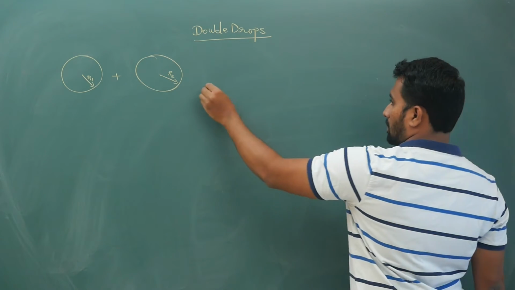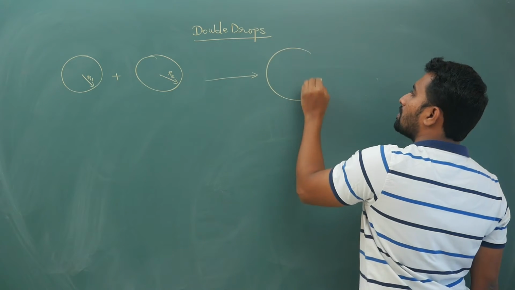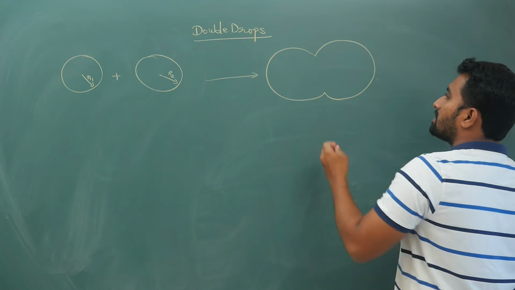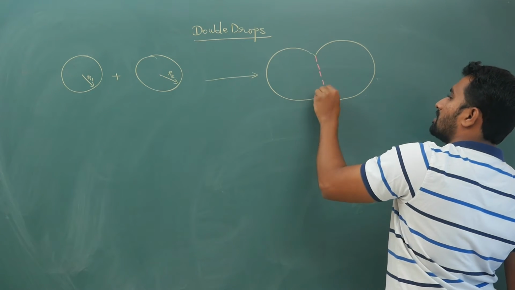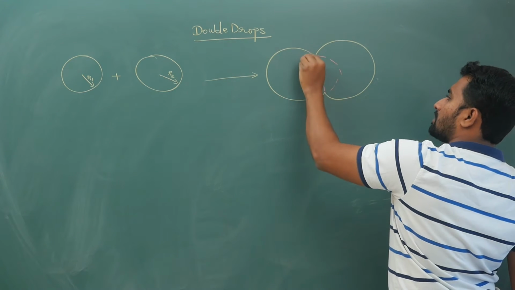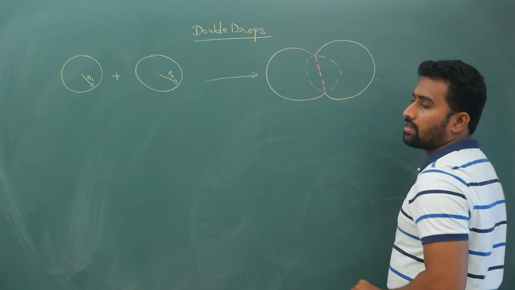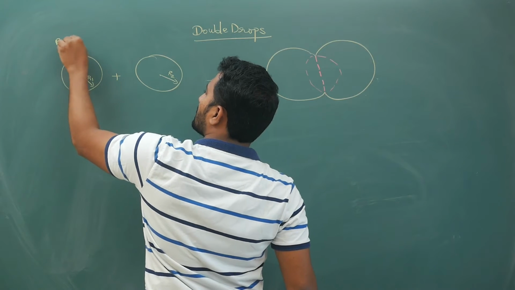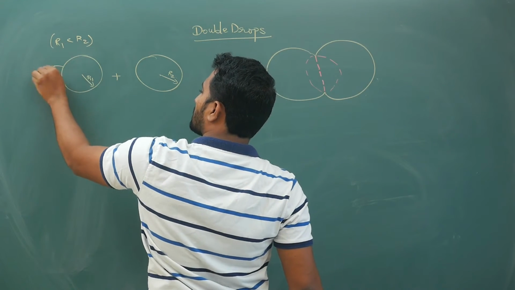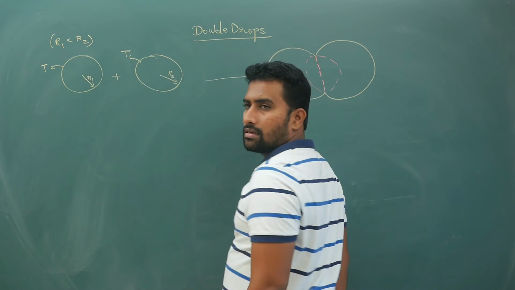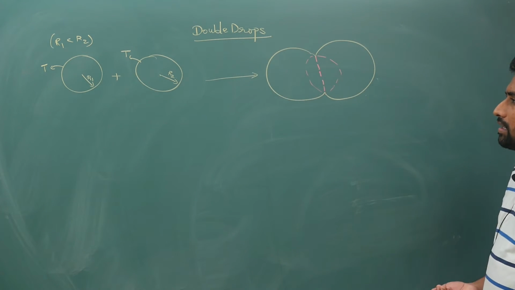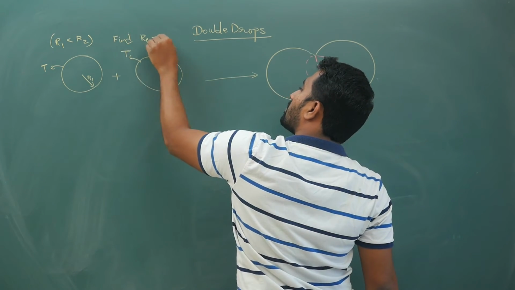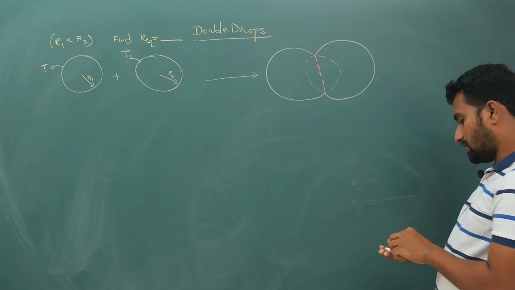It is combining with another drop of radius R2. Now when these two combine, you will get some shape. The possibilities are, it will be this way, this way, or this way. Which is correct and why? Assume R1 is small and R2 is big, R1 is less than R2. Same liquid, surface tension is T. The drops are combining and you are supposed to find the equivalent radius of curvature, R equivalent. Which is the correct answer?